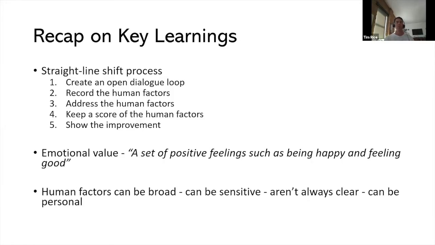So the 5 steps for straight line shift process that we went through was to create the open dialogue loop, record the human factors, address the human factors, keep a score of the human factors, and then show the improvement at the end. We learned about emotional value being a set of positive feelings, such as being happy and feeling good, and we learned how to measure that.